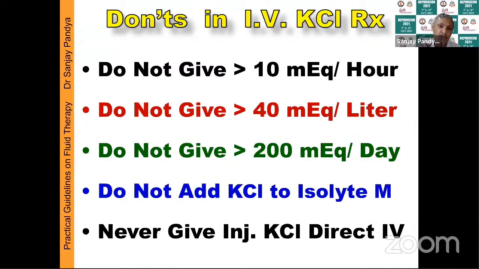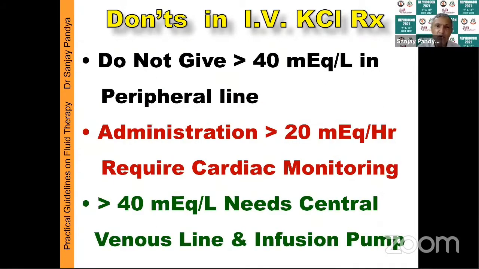And KCl, very, very important, must be given slowly as an infusion and should never be given intravenously directly, because it can give rise to sudden cardiac arrest. Now, if we have a peripheral line, then the maximum concentration permissible to protect the vein is 40 milliequivalent per liter. If we need to give concentrated KCl because we want to restrict the fluid for any reason, then we need to use a central line. So this is something which is very important.